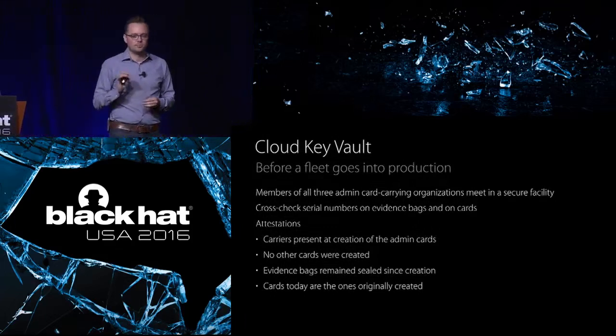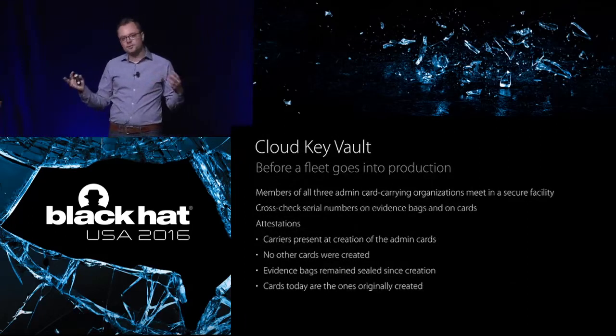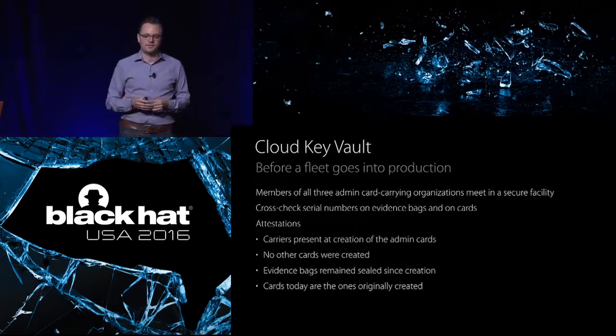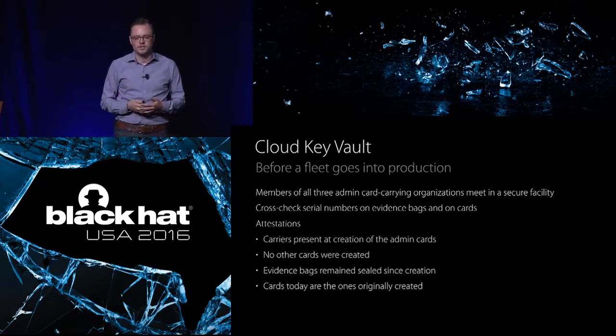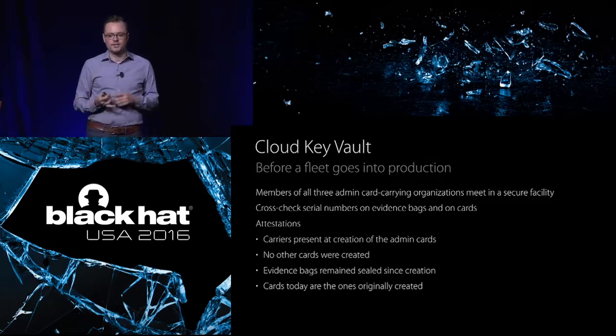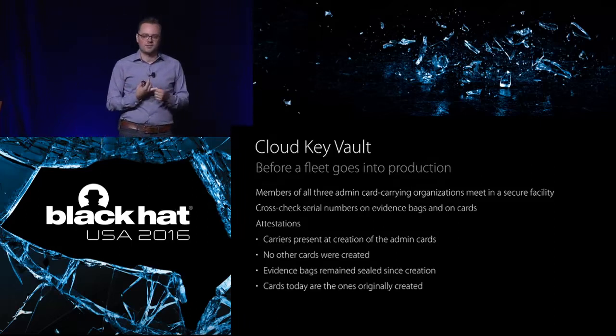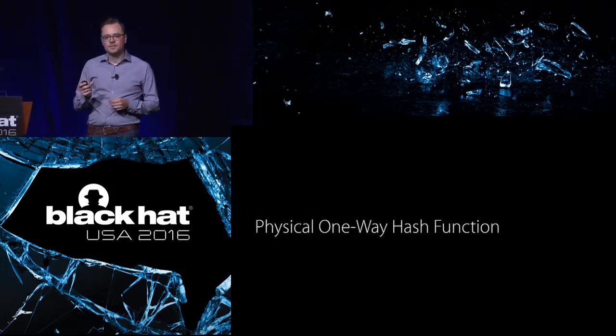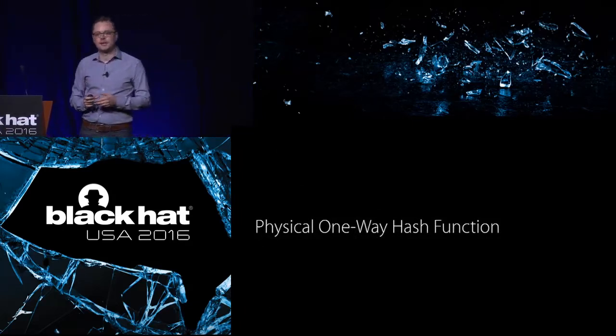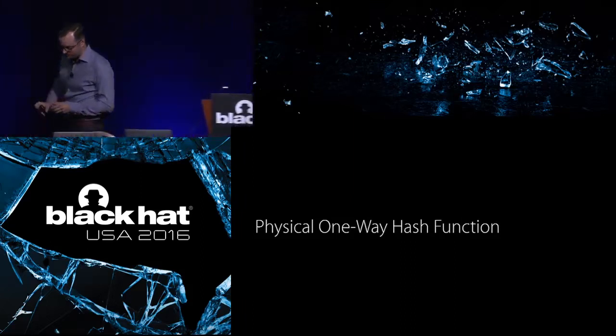Before a fleet goes into production, a Cloud Key Vault fleet, the members of those 3 card-carrying organizations at Apple meet in a secure facility. They cross-check the serial numbers on all the evidence bags from the original ceremony and the cards within them. And then they make a series of attestations that are recorded. They attest that they were present when the cards were created. They attest that no other admin cards were created, that the evidence bags have been sealed the entire time, and that the cards that are present today are exactly the cards that were originally created. And then the cards are combined using a novel physical one-way hash function.